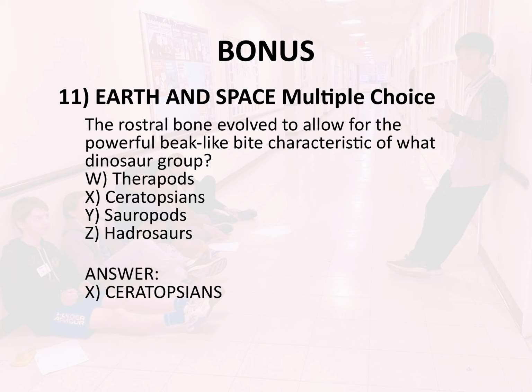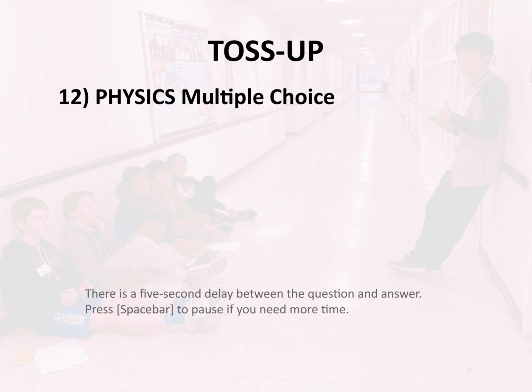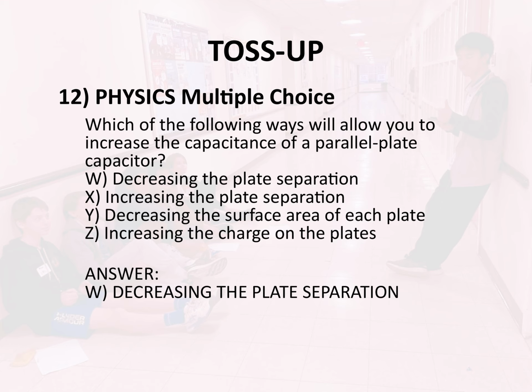Toss-up 12. Physics. Multiple choice. Which of the following ways will allow you to increase the capacitance of a parallel plate capacitor? W. Decreasing the plate separation, X. Increasing the plate separation, Y. Decreasing the surface area of each plate, Z. Increasing the charge on the plates. Answer: W. Decreasing the plate separation.